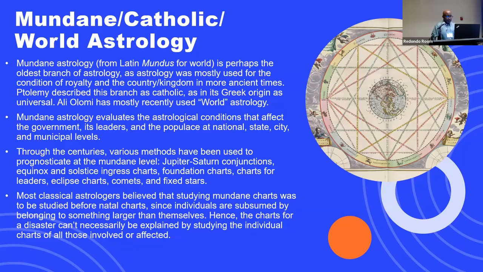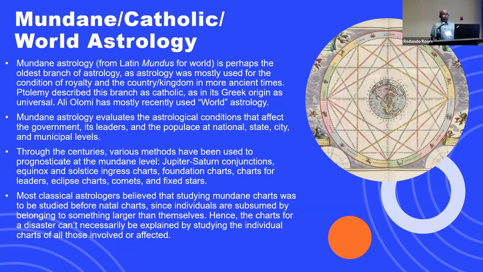Again, it was believed that mundane astrology was to be studied before natal charts because individuals are more subsumed by, or belonging to, something larger than themselves. Hence, I write, the charts for a disaster can't necessarily be examined by studying the individual charts of all those involved or affected. To break that down, there was a question someone asked me once.